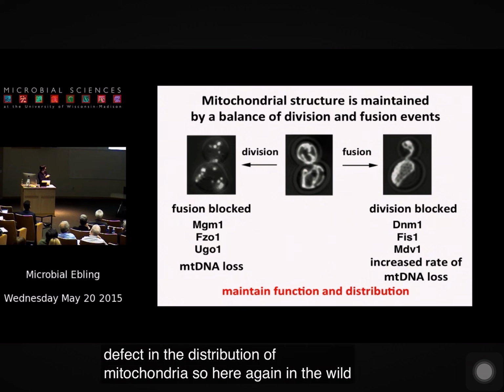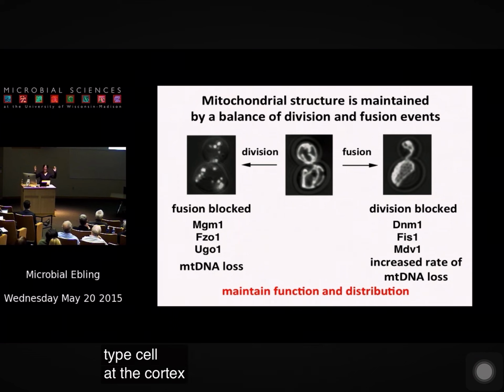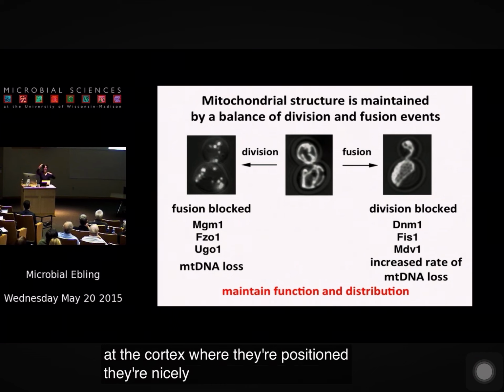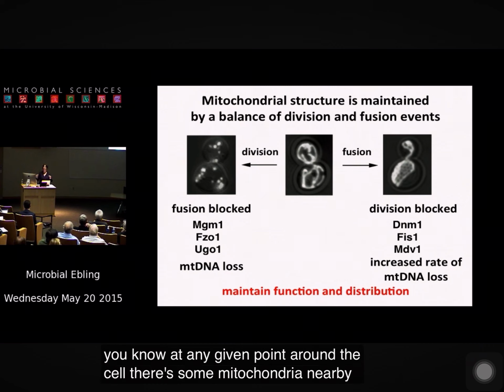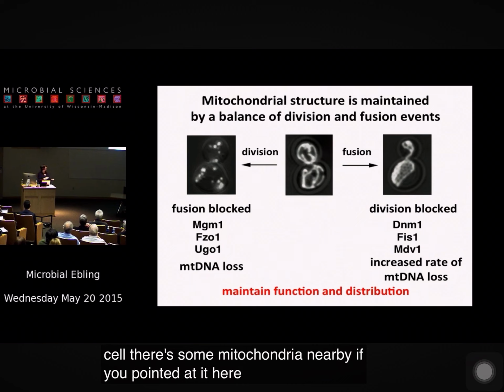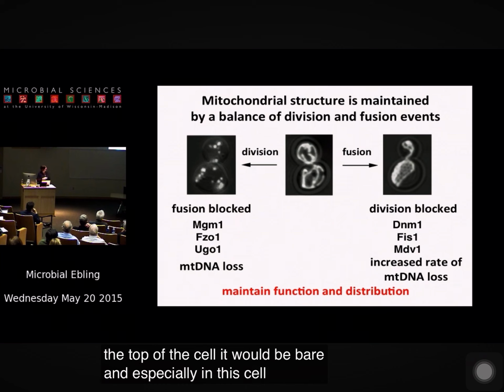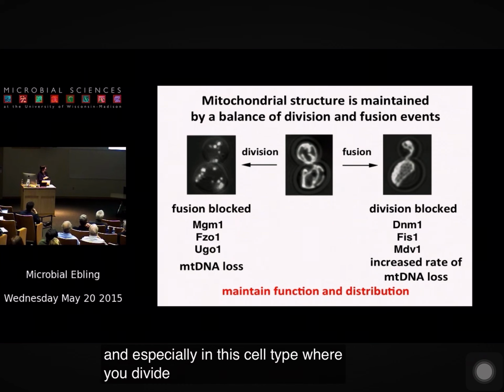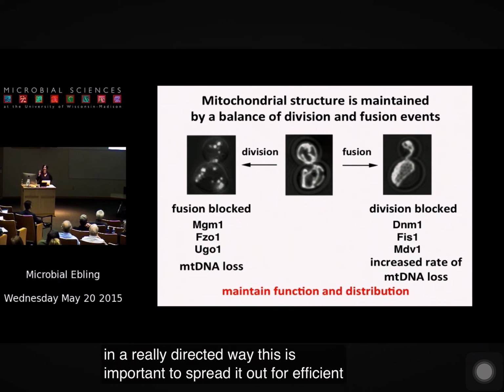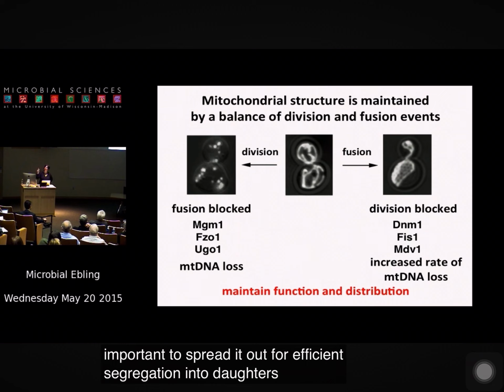So here again in the wild type cell, at the cortex where they're positioned, they're nicely spaced out, right? So at any given point around the cell, there's some mitochondria nearby if you pointed at it. Here, if I focused on the top of the cell, it would be bare. And especially in this cell type, where you divide by growing a bud and transmit in a really directed way, this is important to spread it out for efficient segregation into daughters.